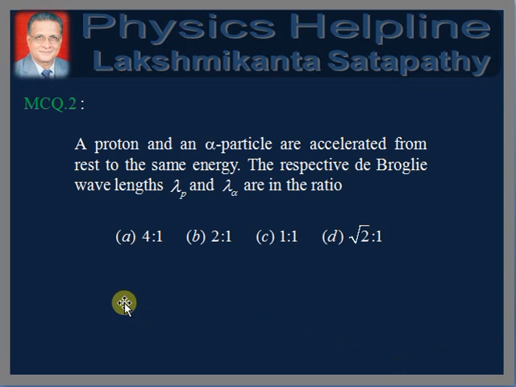Now, for question 2, we are given that a proton and an alpha particle are accelerated from rest to the same kinetic energy. We are required to compare the de Broglie wavelengths lambda p and lambda alpha associated with the particles. The options are given in the question. We are required to find the correct option.